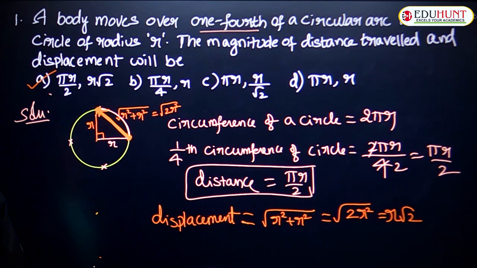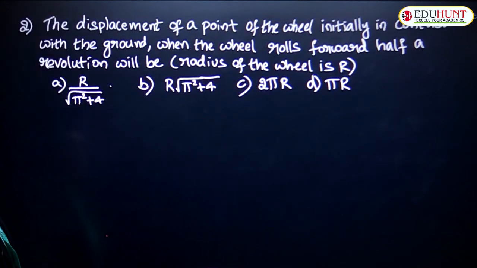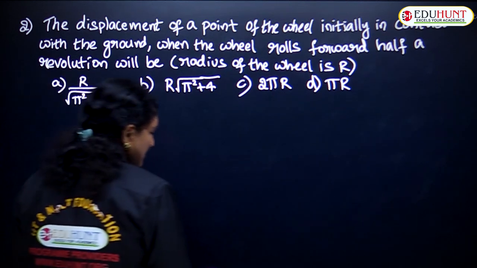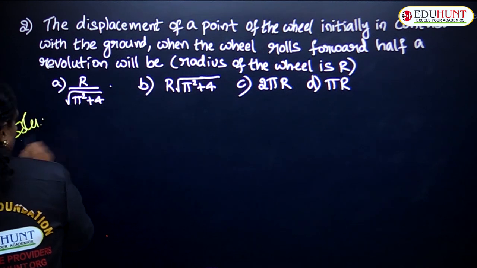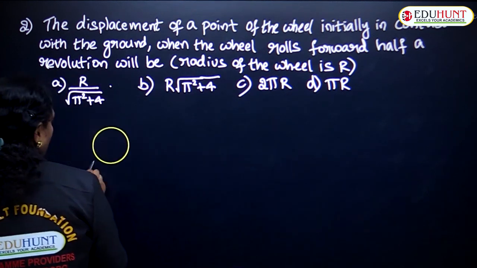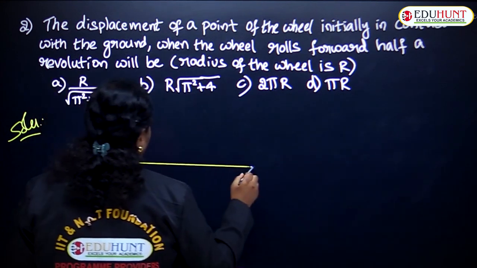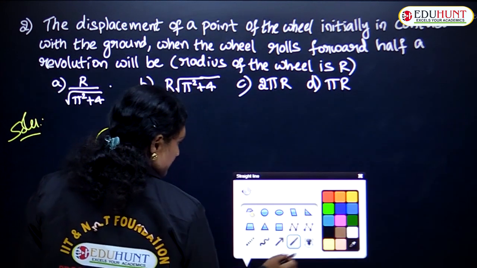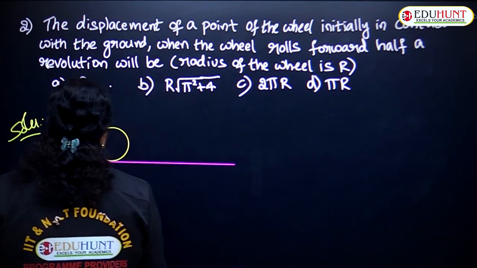Moving ahead with the next numerical. The displacement of a point of a wheel initially in contact with the ground, when the wheel rolls forward half a revolution, will be. So what was given, children? Initially a wheel was given. Okay, so what happens is this wheel is set into motion.